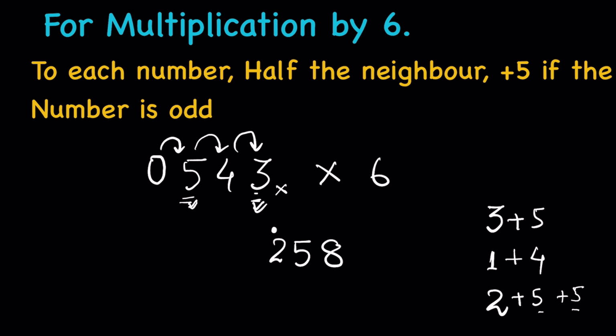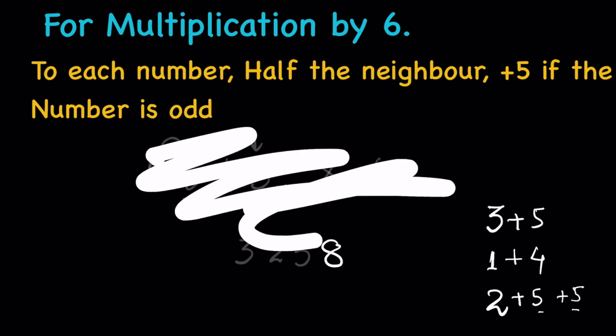Neighbor of 0 is 5. Half of 5 is 2. And 2 plus this carryover 1 is 3. So the answer is 3, 2, 5, 8. Now let's take another example to better understand it.